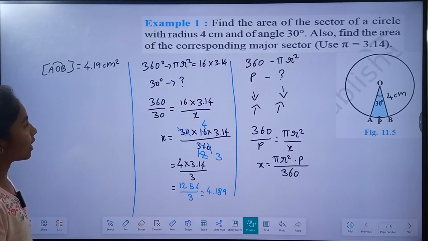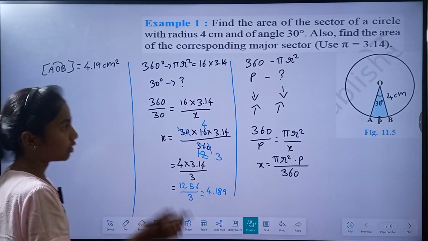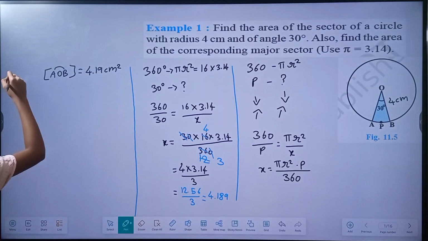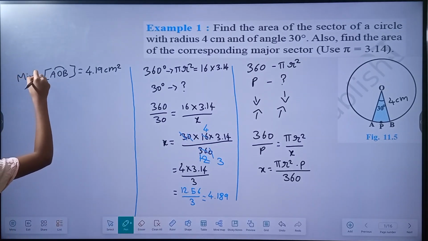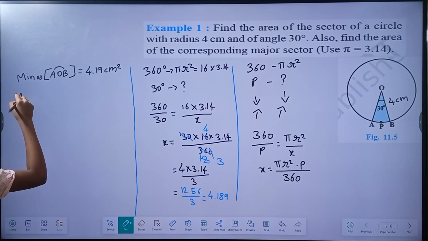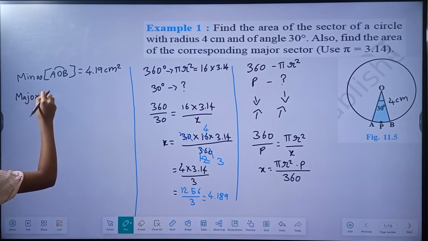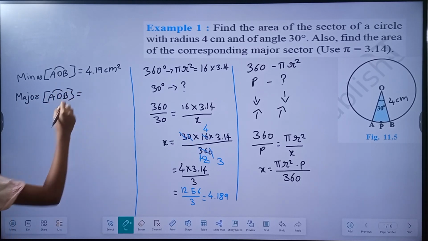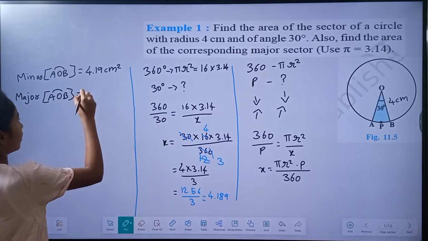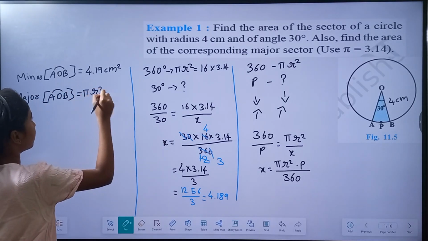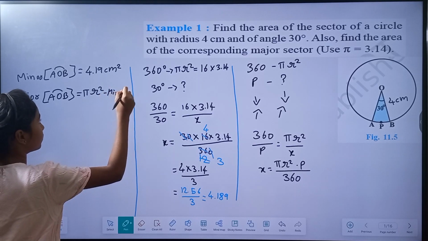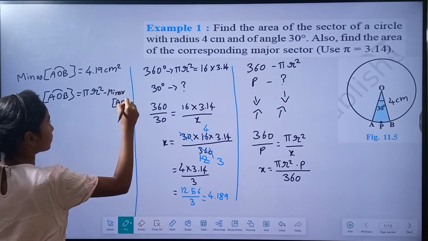Also, find the area of the corresponding major sector. So this is the minor sector AOB. Now the major sector AOB equals the total circle area, which is pi r square, minus the area of the minor sector AOB.